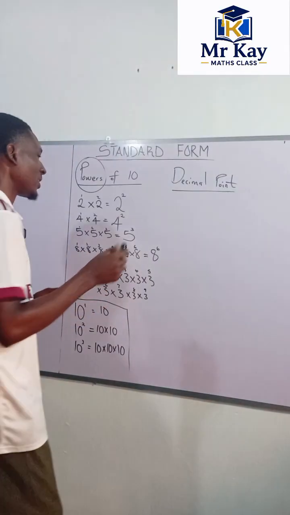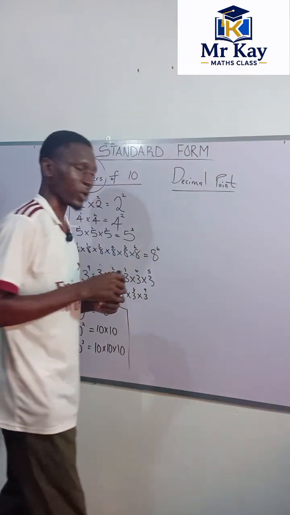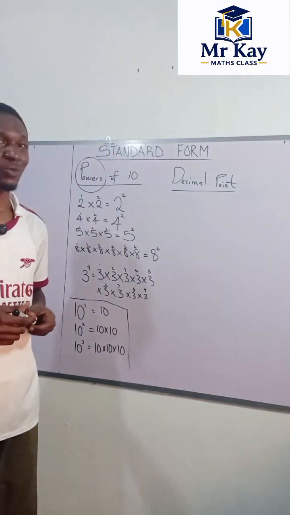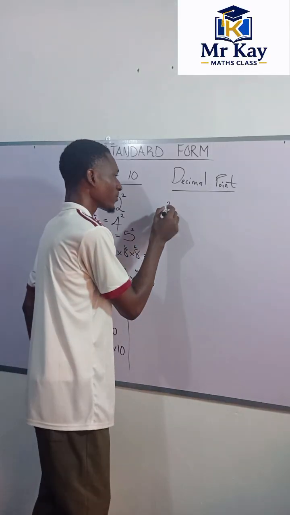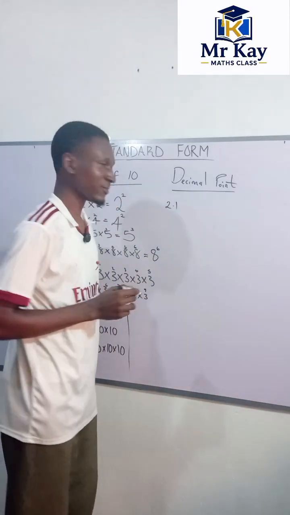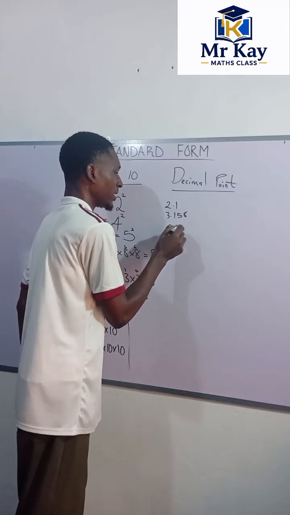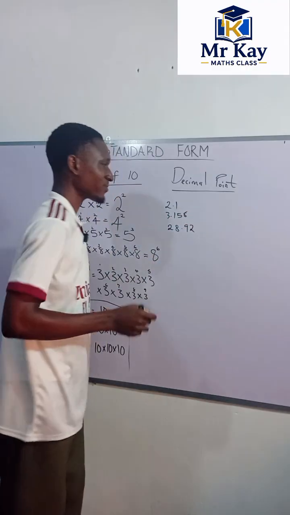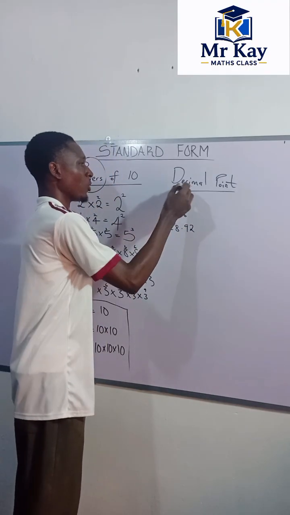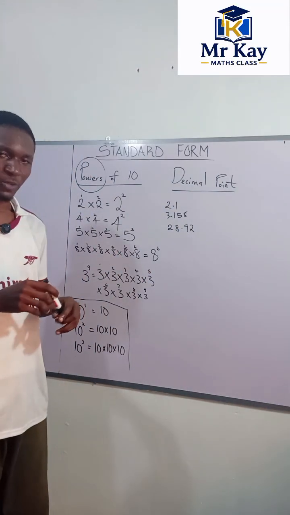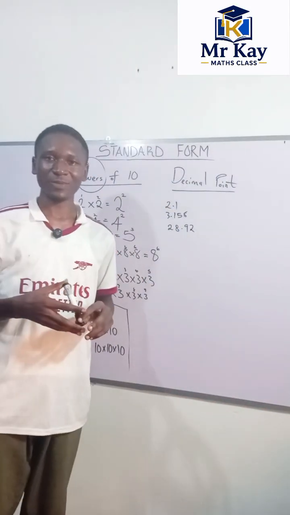Let's continue. Now let's see what are decimals. We all know what decimal point is. Right from primary school, you see a number 2.1, right? 3.158, 28.92. All these points you are seeing are what we call decimal points. But there are other things you should know about decimal points.